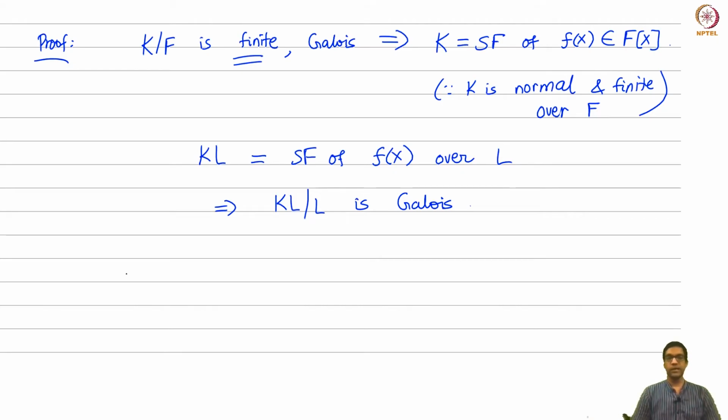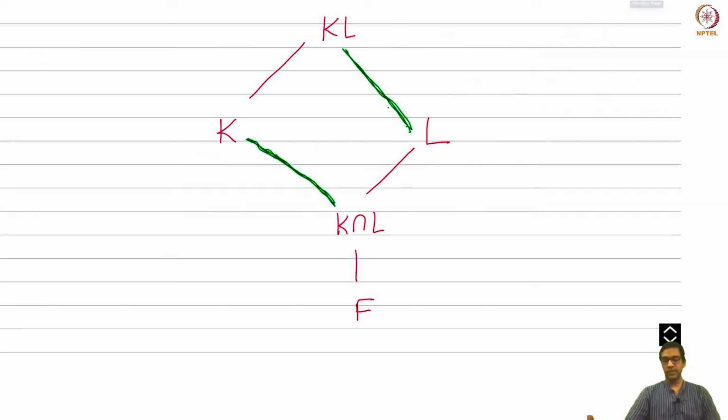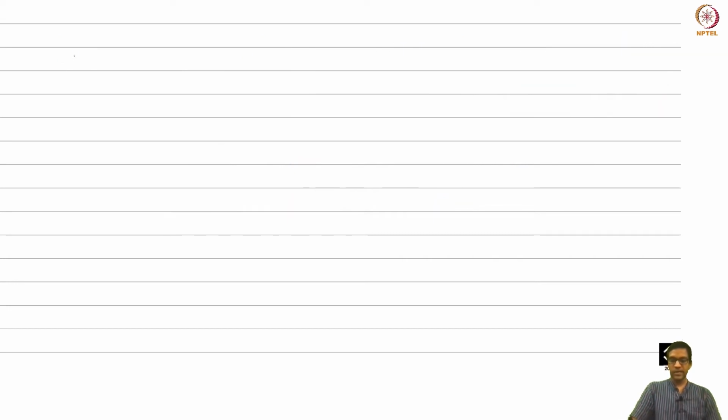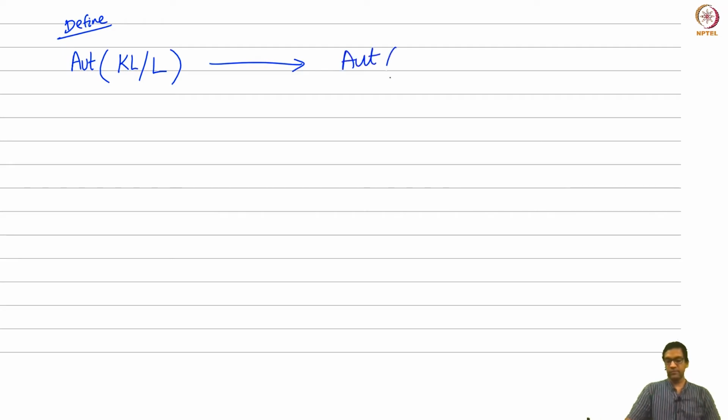Now we just need to establish that the Galois groups of these two things are the same. The two green sides have the same Galois group. So let's try and define a map now from the top Galois group, which is KL over L, to the Galois group of K over F. K over F, not K over K intersection F. I'm just going to define a map to K over F. The map itself is obvious. So what is this map?